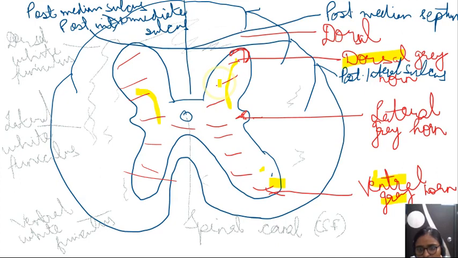This is the lateral gray horn, this is the spinal canal, and this is a septum. It is on the posterior side, so it is called the posterior median septum. If we have to name the white part, that is the posterior or dorsal white funiculus, lateral white funiculus, ventral white funiculus. Fine. And on the top side, this is the posterior median sulcus, this is a posterior intermediate sulcus, and this is a posterior lateral sulcus.